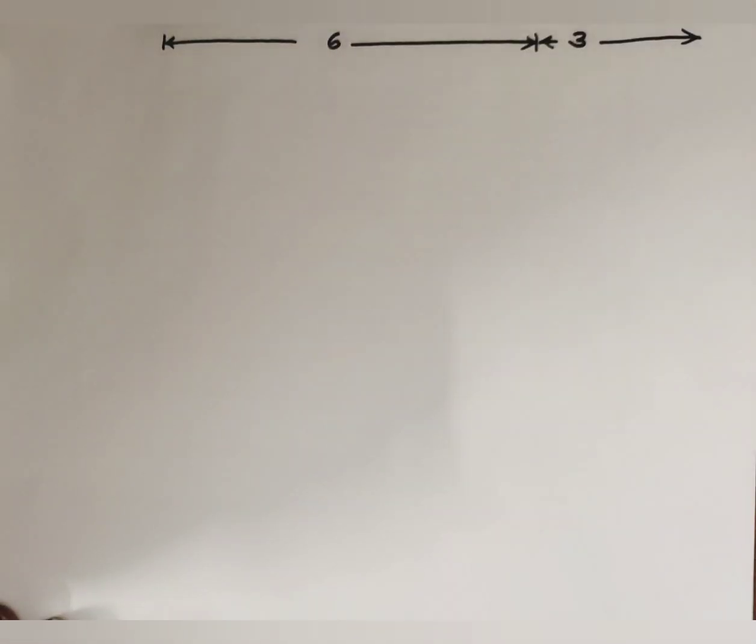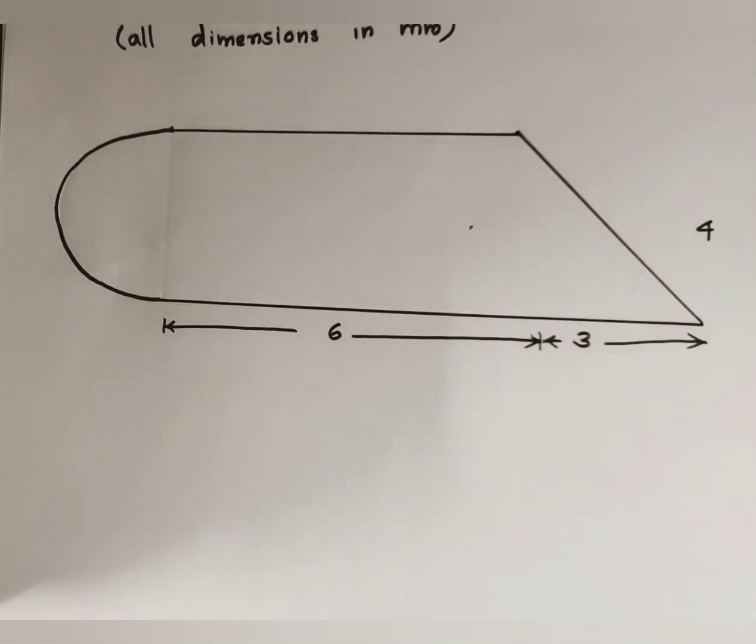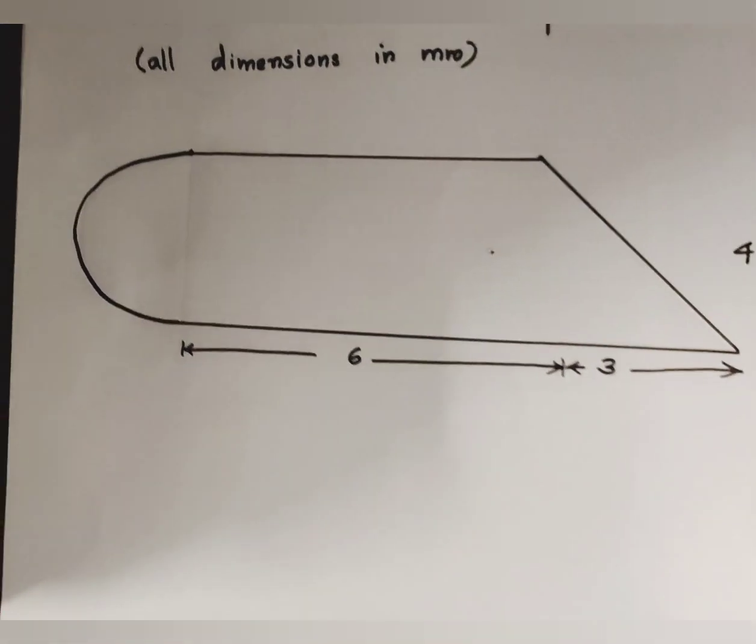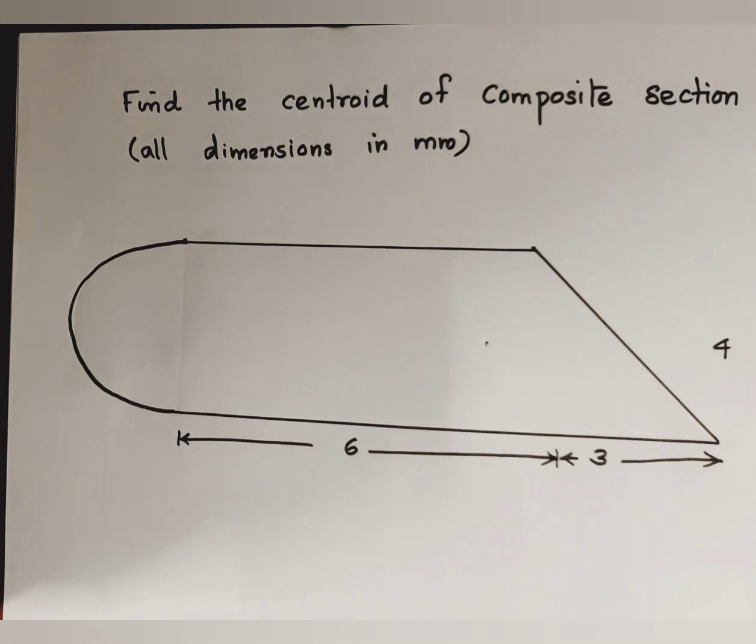Now we will see how to calculate the centroid of a composite section, which includes a semicircle, a rectangle and a triangle. You can assume all the dimensions are in millimeters.